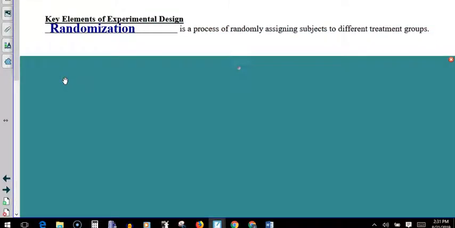Okay, key elements of experimental design. Randomization. If something's random, there's no pattern to it. So randomization is the process of randomly assigning subjects to different treatment groups.